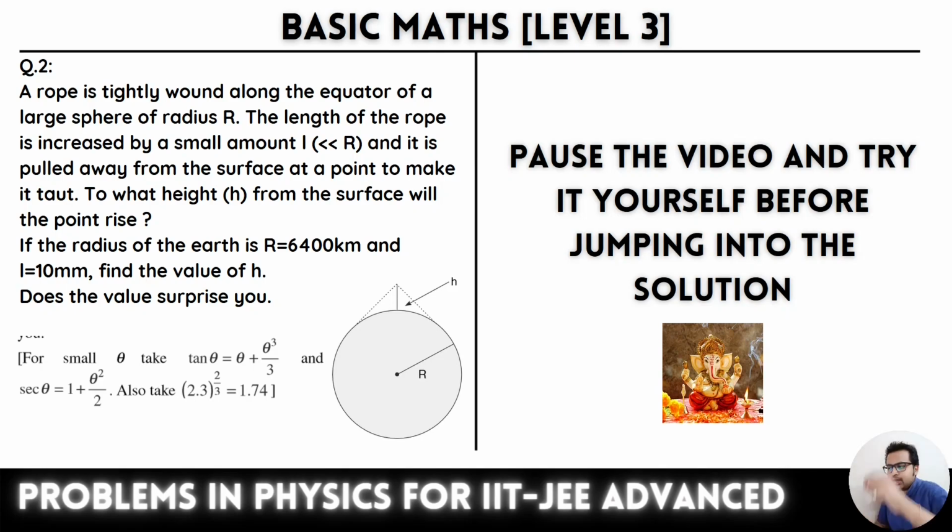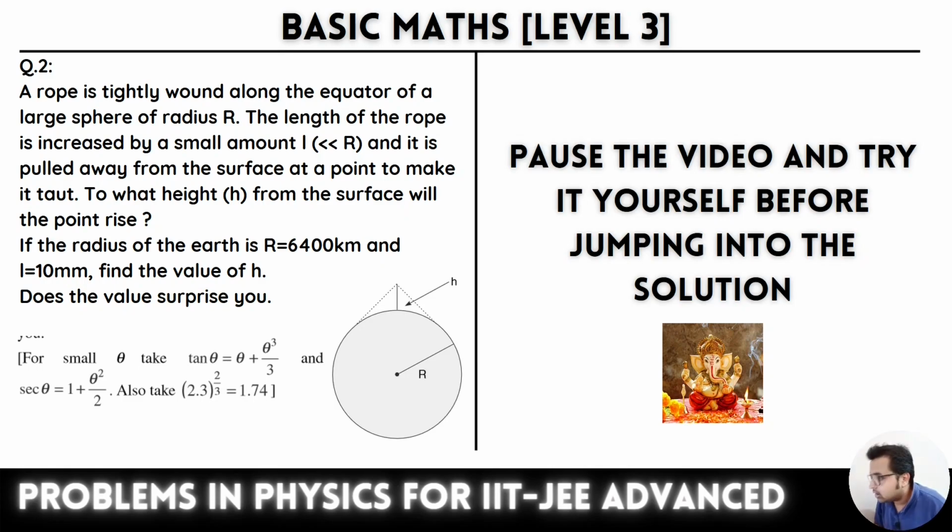So there is a height which we get. So you have to calculate that height. Some parameters are given. The radius of Earth is given as 6400 kilometer. The length is given. The original length is unknown, but it is given that we increase the length by 10 millimeter.